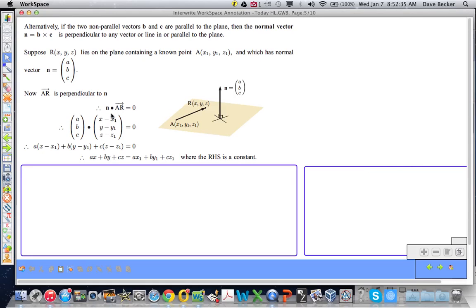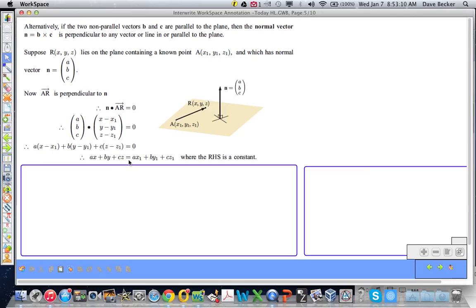Well, if that's true, then the dot product of the normal vector and any vector in the plane has to be 0. So if we put the components of those, the vector (a, b, c) dot, and what is vector AR? Well, it's (x minus x1, y minus y1, z minus z1). That's equal to 0. So we figure out that dot product, do a little bit of algebraic manipulation, and lo and behold, we have a vector equation in Cartesian form of the plane.